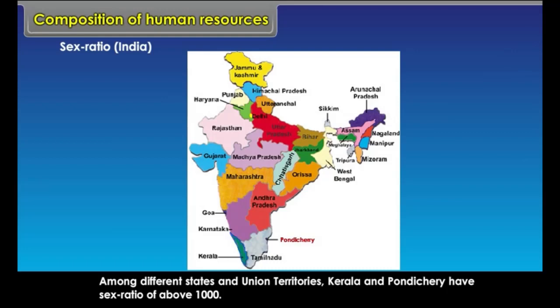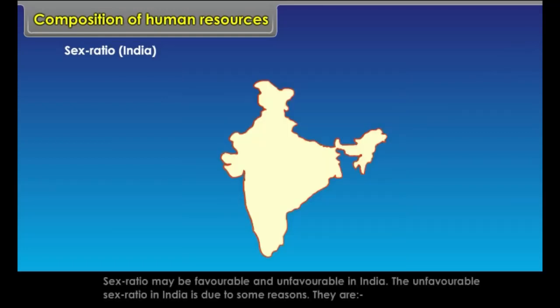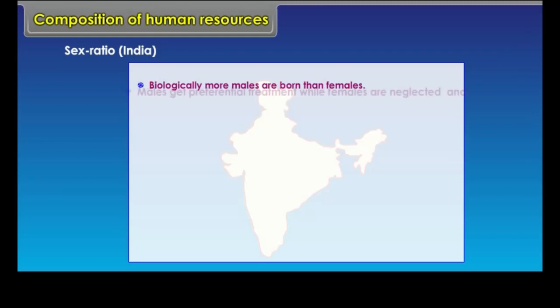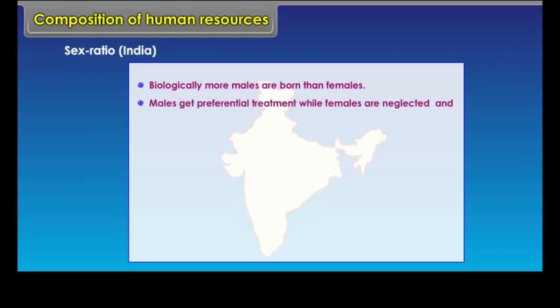Sex ratio may be favorable and unfavorable in India. The unfavorable sex ratio in India is due to some reasons. They are: biologically, more males are born than females. Males get preferential treatment while females are neglected. And females die at all stages of life due to many reasons.